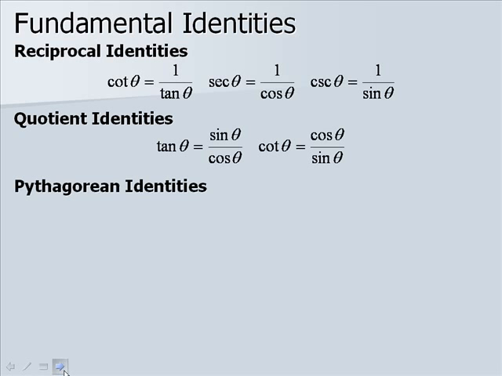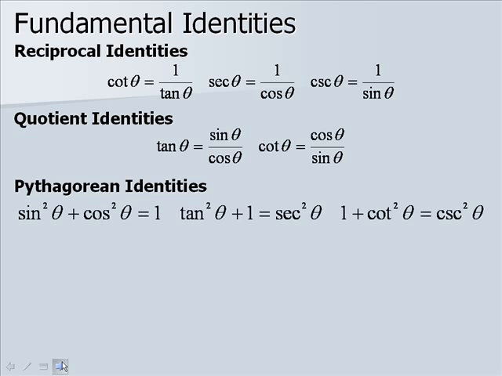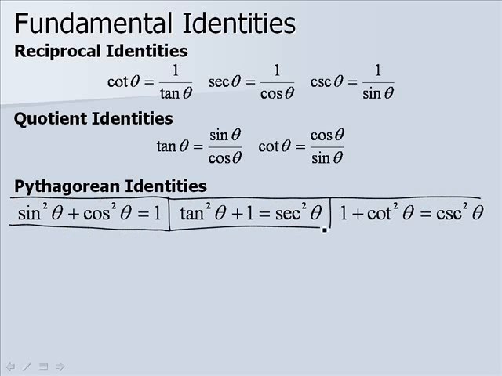Then there's some new identities, the Pythagorean identities. Sine squared plus cosine squared equals 1. That's our first one. Tangent squared plus 1 equals secant squared. And then 1 plus cotangent squared equals cosecant squared. So that we can see these are separated.